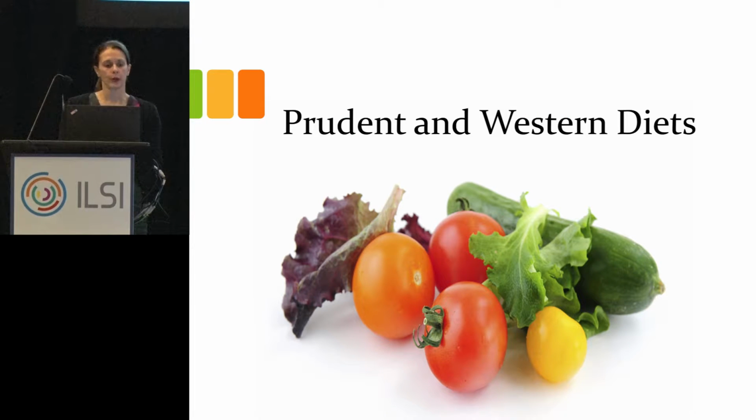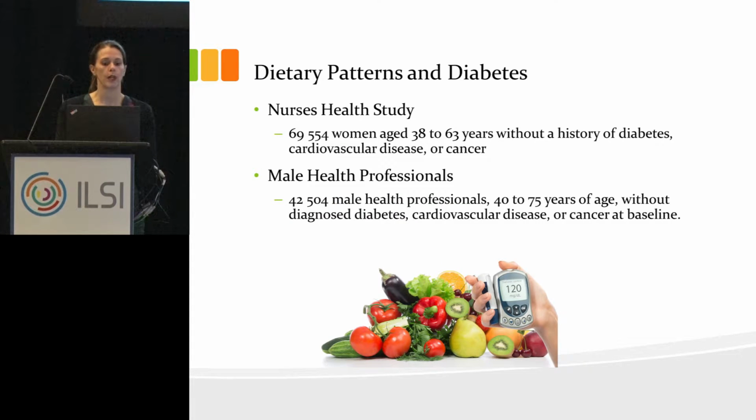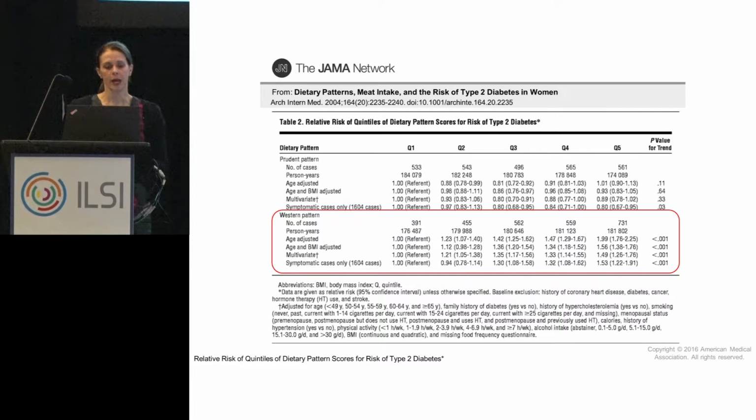So I'm going to show you a couple of studies from 2 large cohorts in the US. One is the Nurses' Health Study, and one is the Male Health Professionals Study. So these are longitudinal studies where dietary patterns were assessed at different points in time. So I just put this up here by way of background. So the Western pattern is associated with an increased risk of type 2 diabetes in females across all models, and I've highlighted there in red because I realize this is difficult to see.